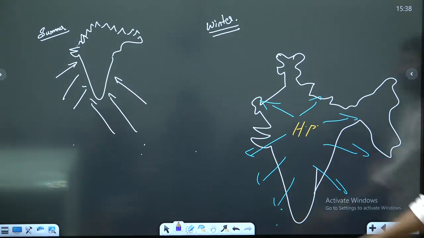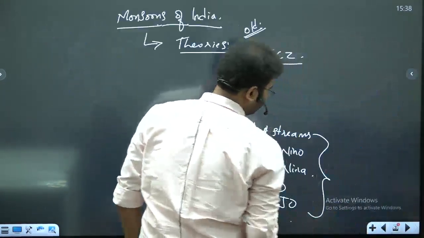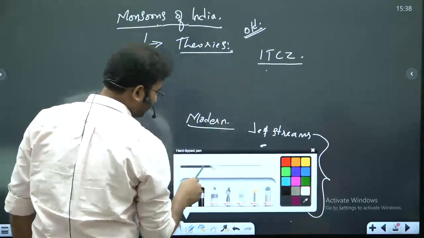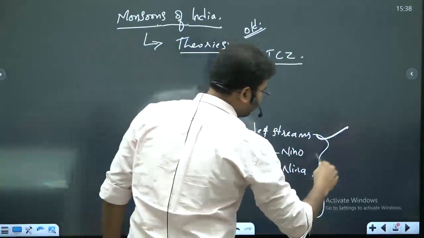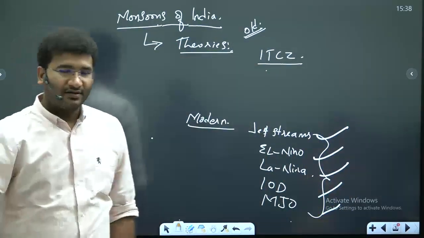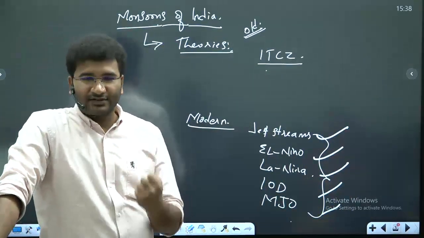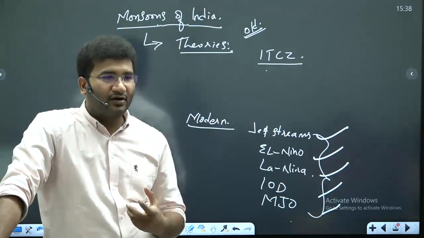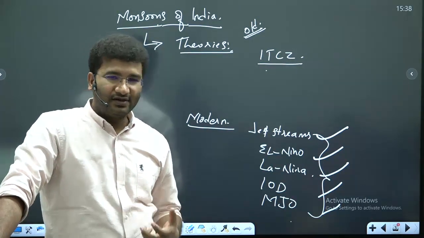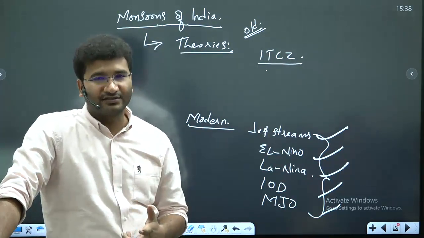Okay, now we have to learn about the modern theories of the monsoon, that is jet streams, El Nino, La Nina, Indian Ocean Dipole, MJO. ठीक है? First we will try to learn about a cell called Walker cell. ठीक है? Walker cell. Only then you will be able to understand further topics.